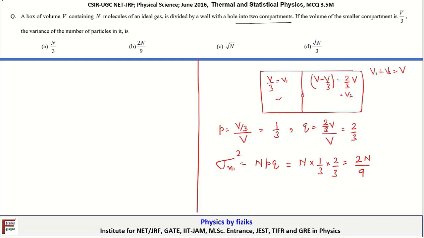Here I want to make a remark. The choice of P and Q doesn't matter here. We can take the probability of finding a gas molecule in this compartment as P also. It doesn't matter, in simple words. Therefore the variance in the number of particles is 2n by 9. So hence V is the correct option here.